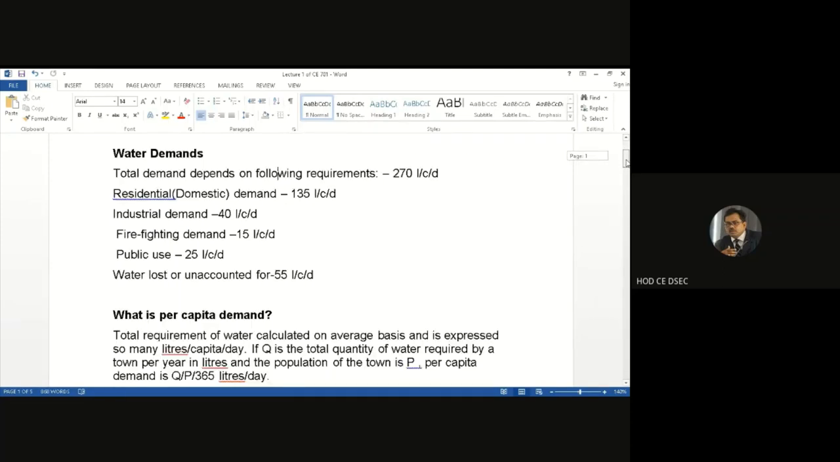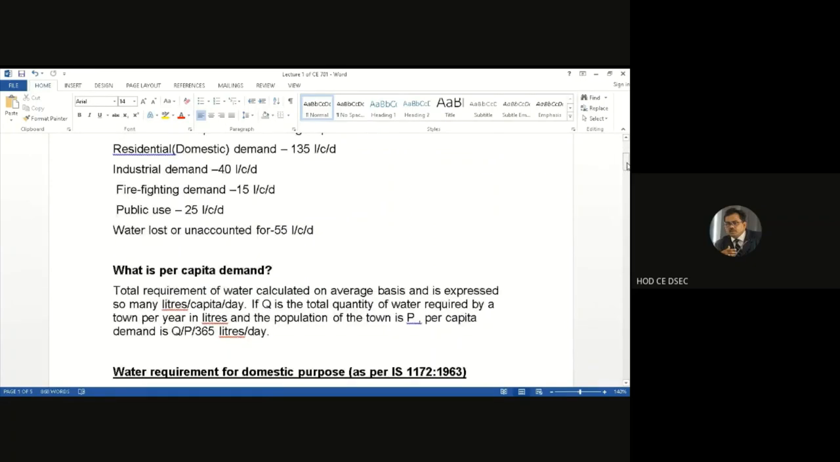Next, what is per capita demand? Per capita demand means the total requirement of water calculated on an average basis, expressed in so many liters per capita per day. That means take the total requirement of water divided by the total number of persons per day, and that will give the per capita demand. So if Q is the total quantity of water required by a town per year in liters, and the population of the town is P, then per capita demand is Q divided by P divided by 365 liters per day.